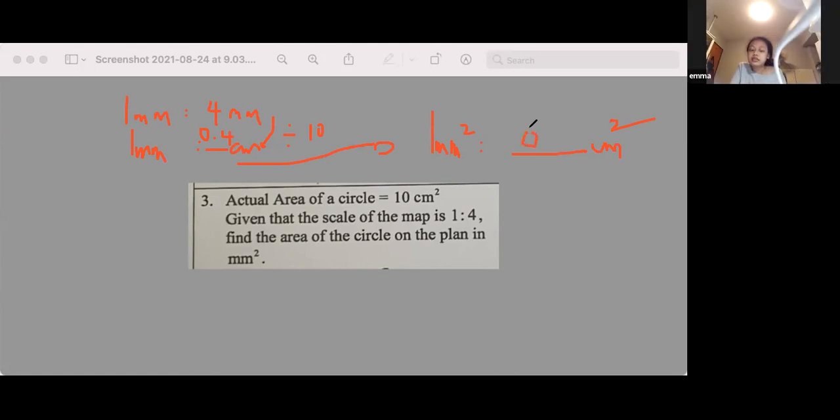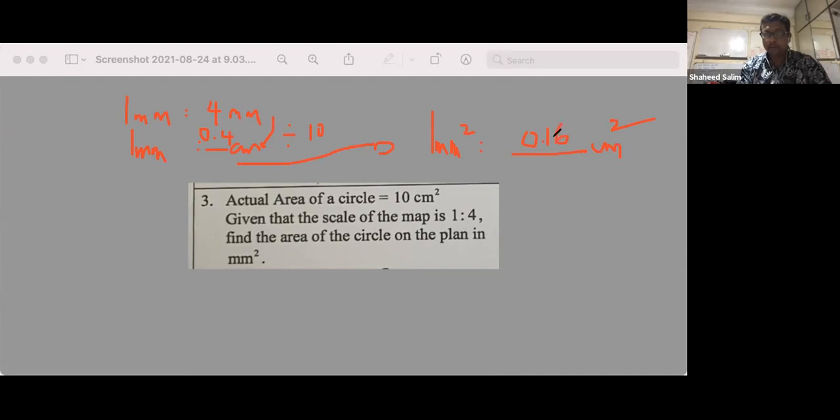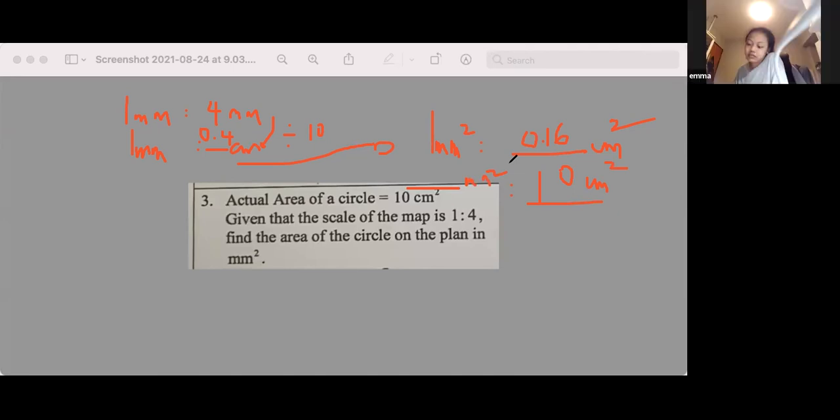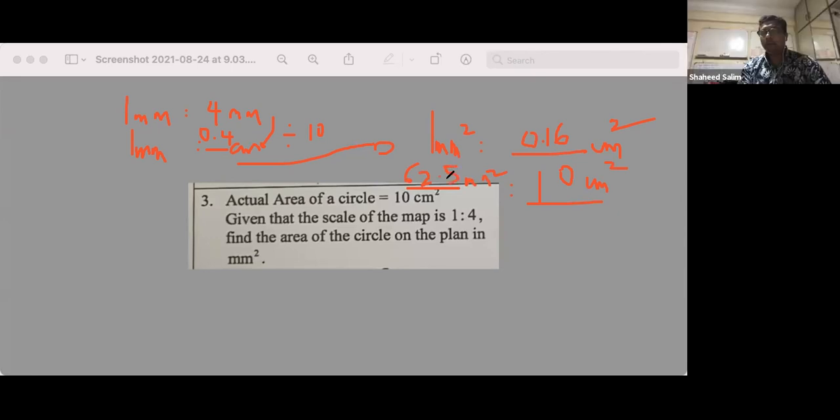0.16. Okay. And now they give you 10 square cm. They're asking you how many square mm this is. That's what they're asking you. Now it's about to find out what it is. Okay, we move on to the next question.